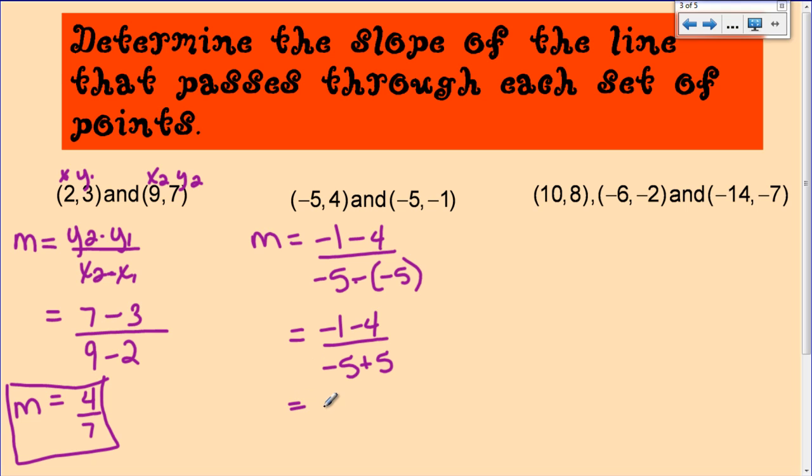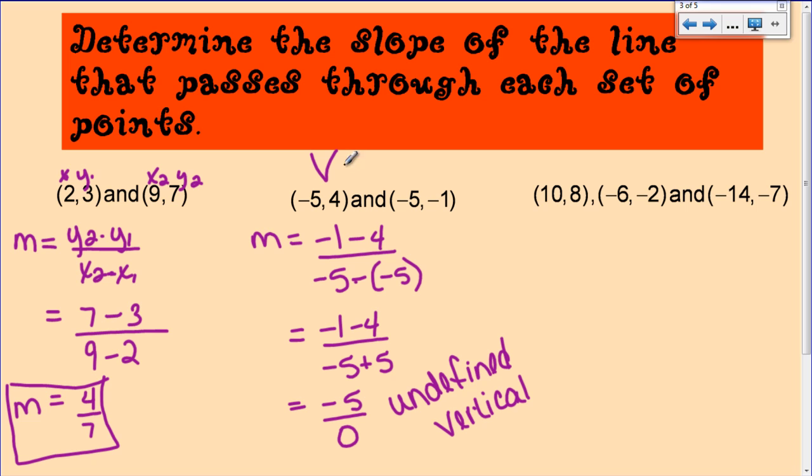Well, -1 minus 4 is -5, and -5 plus 5, or -5 minus -5, happens to be 0. And hopefully you have gotten by now that division by 0 is not okay, so the slope of this line is going to be undefined. And hopefully you remember by now that that means this is a vertical line, because vertical lines have undefined slope and their equations are x equals. Okay?